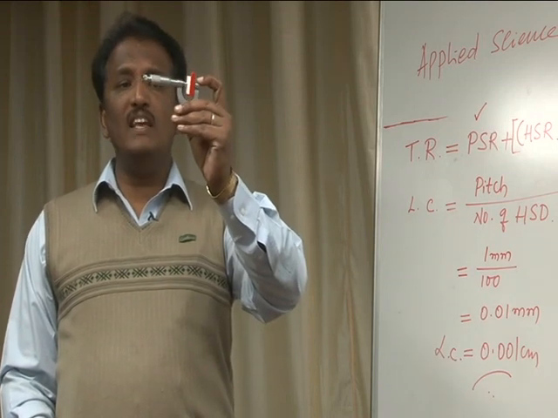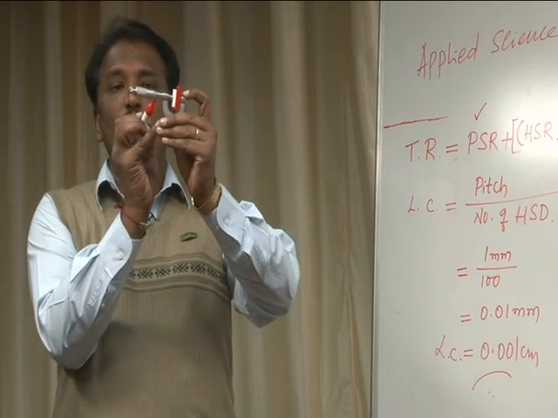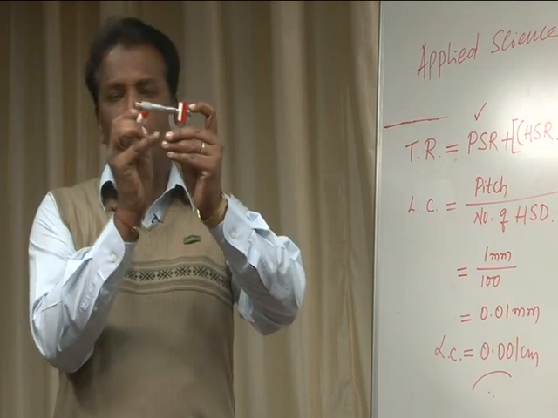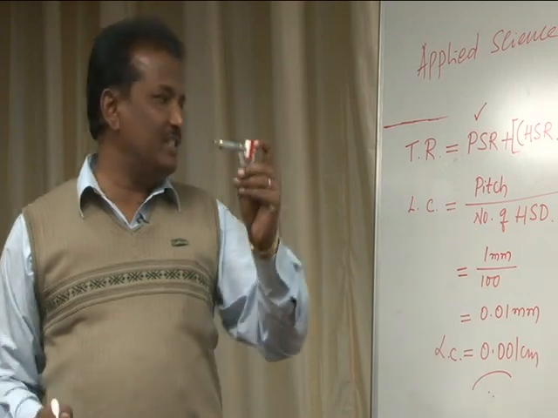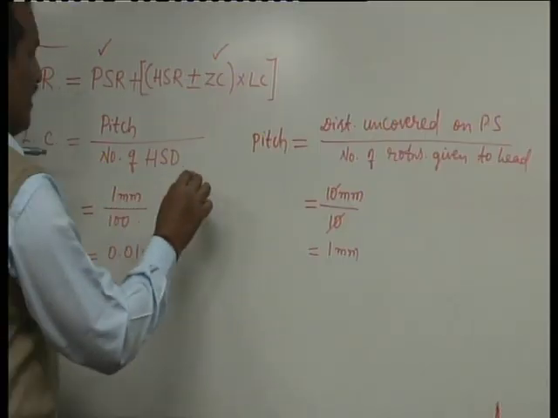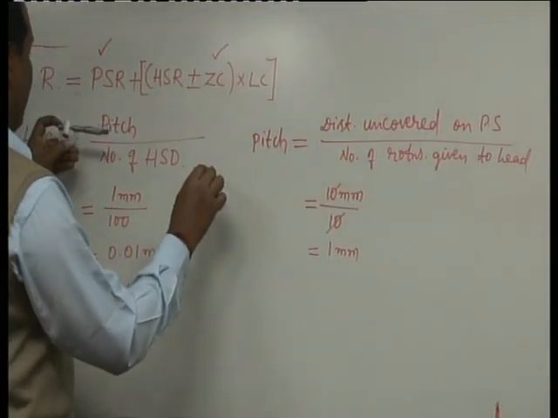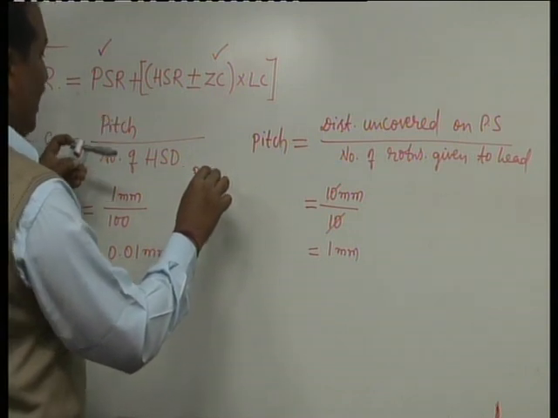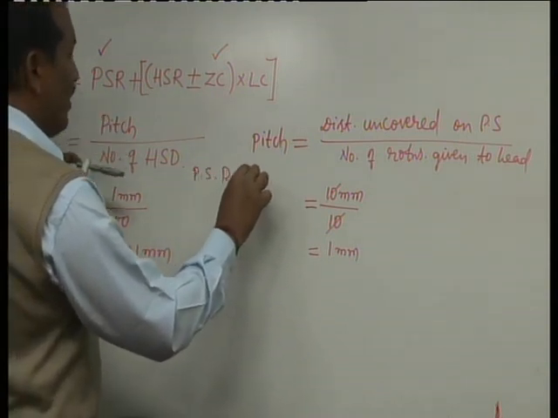Observe what is the distance uncovered on the pitch scale. You have to write down the pitch scale reading. In this case the pitch scale reading is, you may not be able to see it, I will say it is 12 mm.